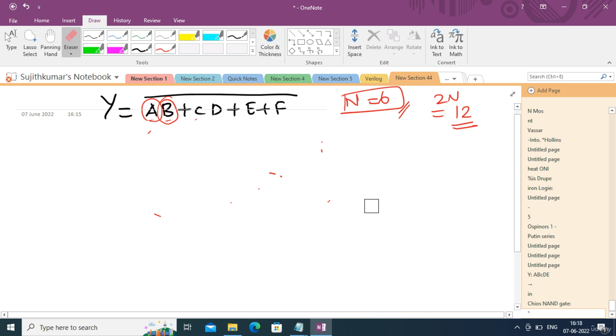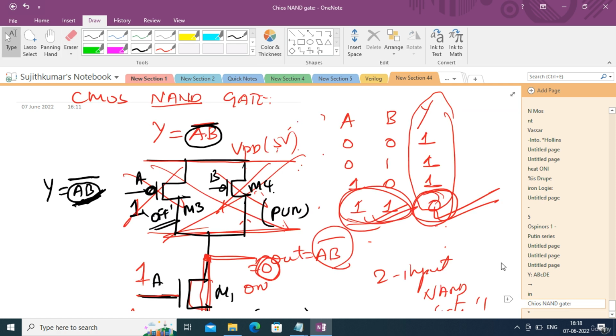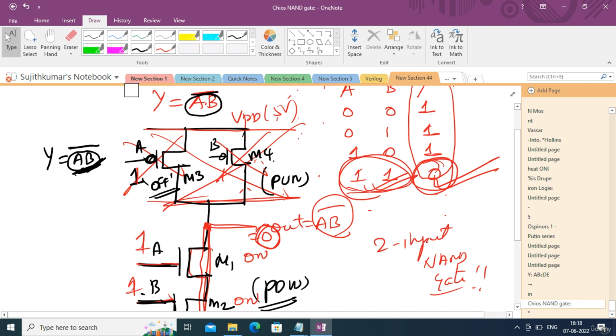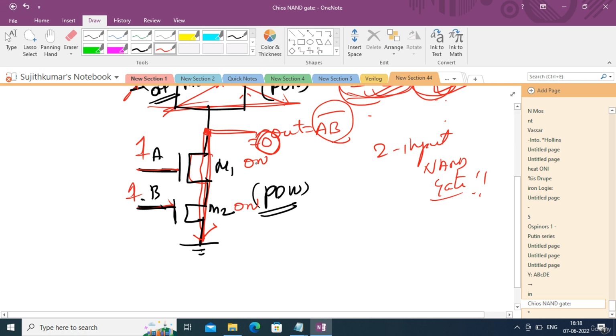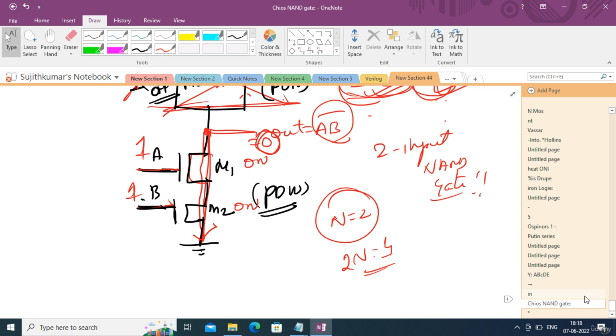Okay, so in the previous video also we have seen that to implement a 2 input NAND gate we have used 4 transistors, as you can see, 2 PMOS transistors and 2 NMOS transistors. That's the idea. 2 input means what? N is 2, the number of inputs is 2, so 2n will become 4. So that's the basic idea.